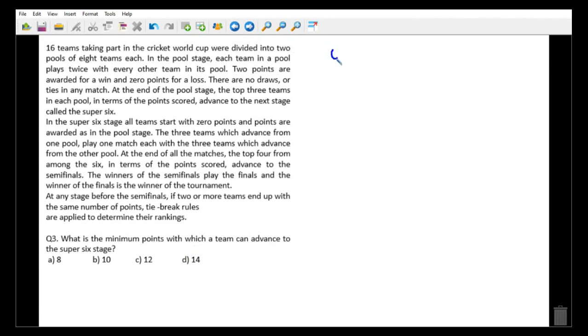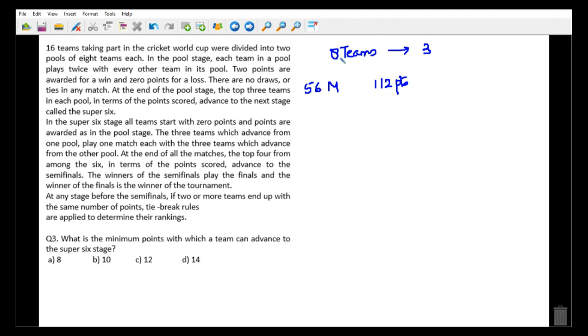So, we have 8 teams, out of which 3 advance to the next stage, and we have a total of 56 matches in the pool stage and total of 112 points that are going to be considered. Every team is playing 2 matches with every other team.